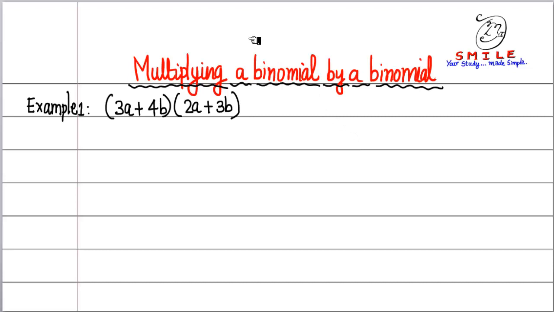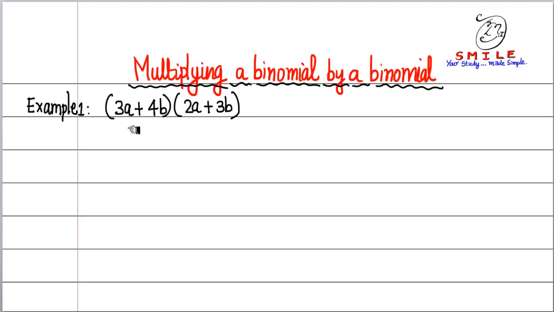Hi friends, in this video we'll learn how to multiply a binomial by a binomial, and our example is 3a plus 4b multiplied by 2a plus 3b. We do this step by step as we did in earlier cases where we followed the distributive law of multiplication. So it is very simple.